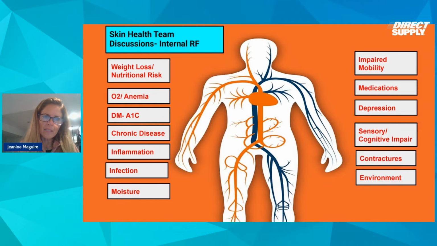Do they have other chronic diseases that are not managed that could be impacting skin health? Do they have issues with inflammation, active infection elsewhere in the body, moisture impairment, whether it's skin folds, urinary incontinence, impaired mobility? Do they have medications that will impact healability, like long-term steroid use, like anticoagulants, medications that could impact sensation, depression? Do they have sensory or cognitive impairments, contractures?